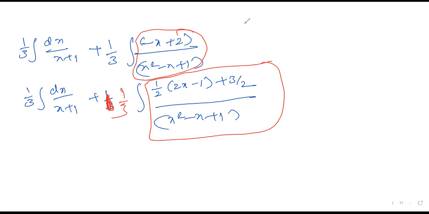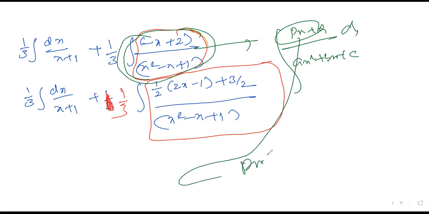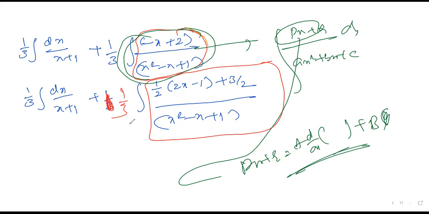So I'll try to introduce it, because you are a little far from me. This is a separate question. This question looks like px plus q by ax square plus bx plus c. Clear? Integration. Yes, sir. This is a model. What you have to write: px plus q is equal to a into d by dx of the denominator, plus b. Then a into the derivative.